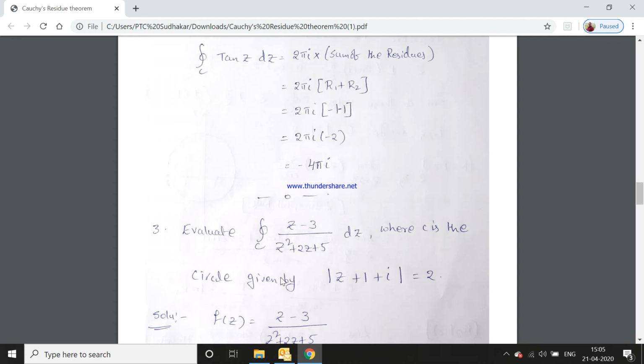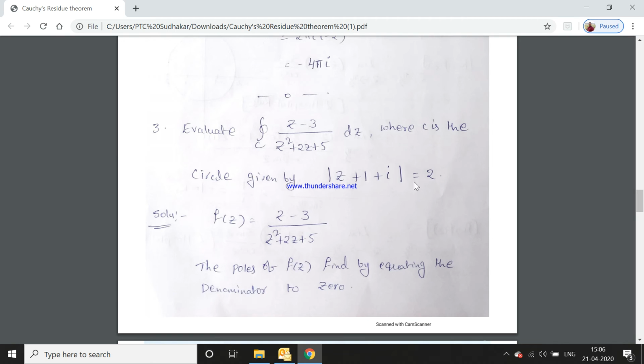Next problem: evaluate the integral over C of (z minus 3) by (z square plus 2z plus 5) dz, where C is the circle given by modulus of (z plus 1 plus i) equal to 2. Here we compare the given region with modulus of (z minus a) equal to r. So the radius is 2, and z equal to a means z is equal to minus 1 minus i. So x plus iy is equal to minus 1 minus i.